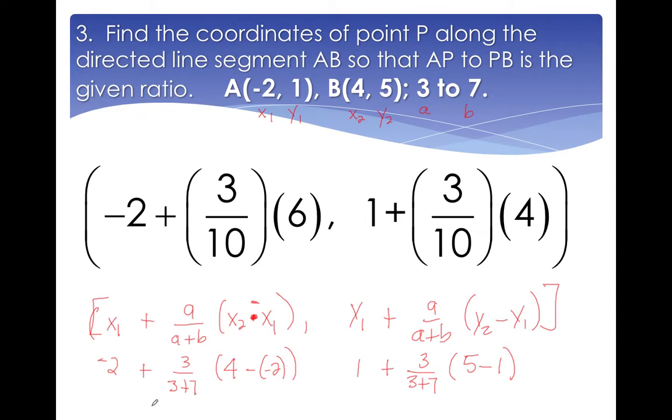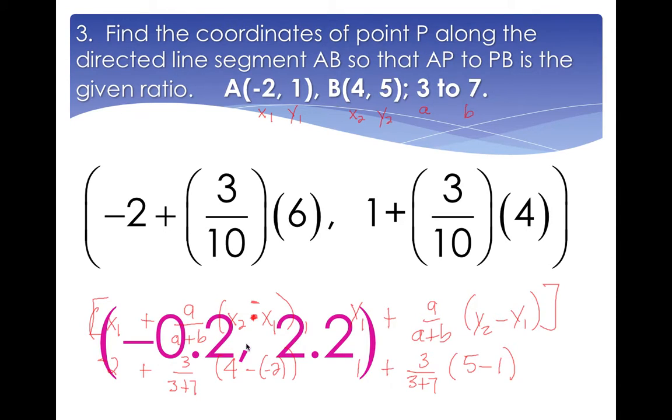But we're not done, okay? Because now we set the problem up. Now we have to simplify these things. And when we're talking about simplifying them, notice that we end up getting negative 0.2 as my x coordinate and 2.2 as my y coordinate. So this means that given these 2 points, this particular point that we found breaks AB up into a 3:7 ratio. All right, that's what it means.